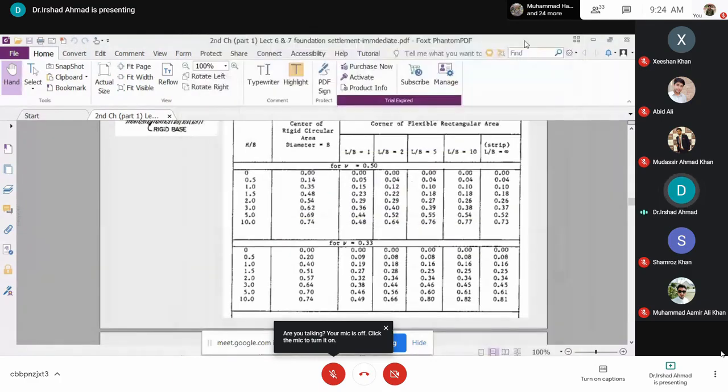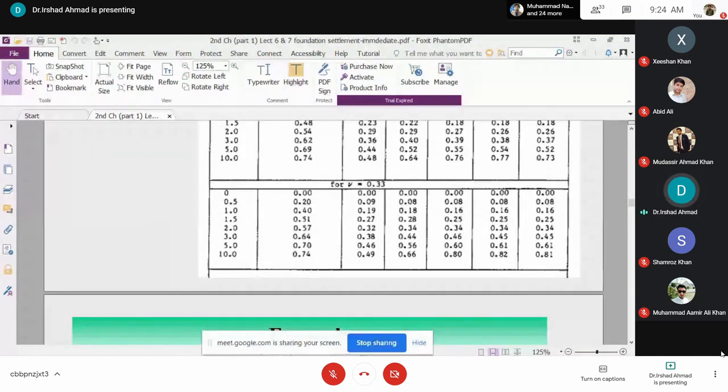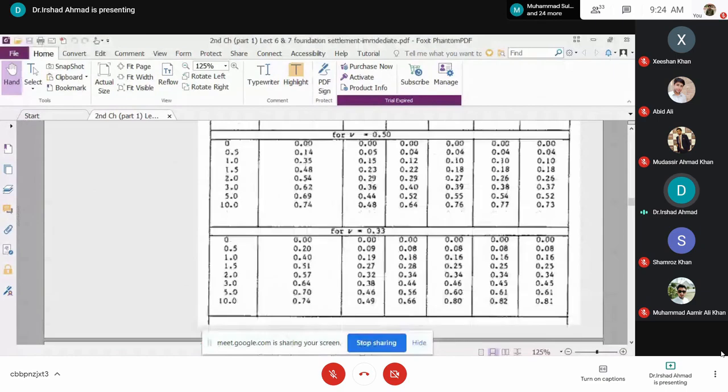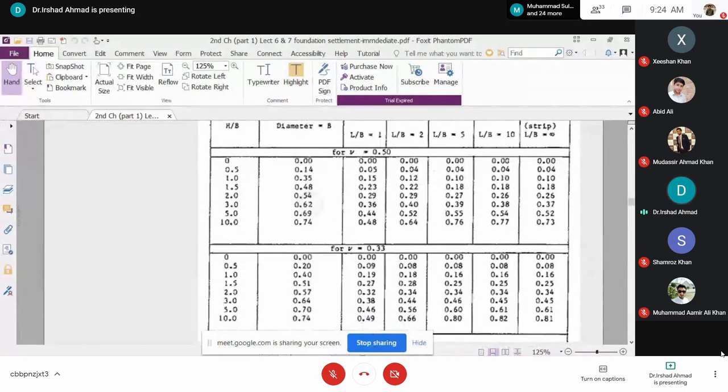यहीं पे देख लेते हैं, वहां पे नहीं ले जाते। देखें, आपके पास H बाई B प्राइम, म्यू 0.5 नहीं है, आपके पास म्यू 0.3 है। You come here, this is H by B prime and this L by B prime, right? You see, H by B prime was 0.7, so it is between 0.5 and 1. And L by B prime is 1.18, so it is between this row and this row. So you have to interpolate the value.